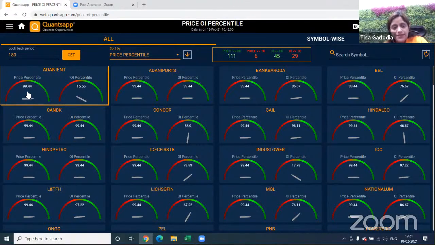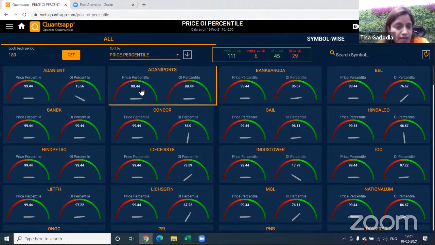When we talk about the percentile, percentile means the number of days where the value has been below the current value. If I say price percentile of 99.44, which is nearly 100, then 99% of the time the value has been lower than the current value in the market. It's not that the price is 99, it is the price percentile which is 99. It means that the Adani Port price currently prevailing is at the highest point; 99% of the time in the last 180 days, the price has been below the current price.